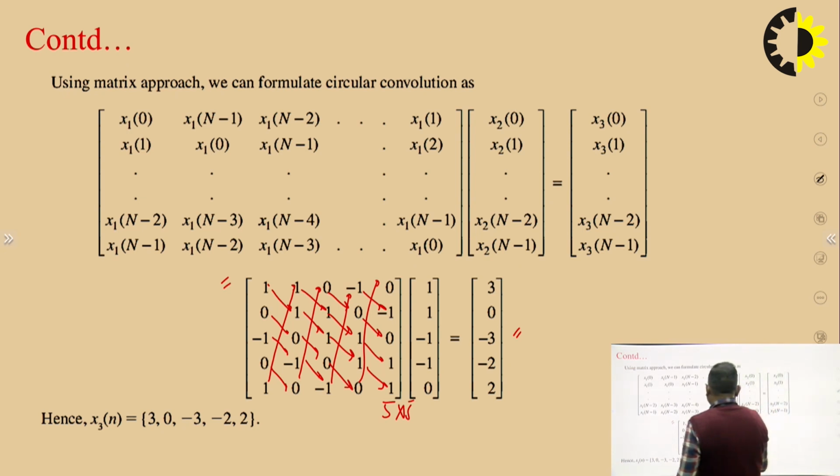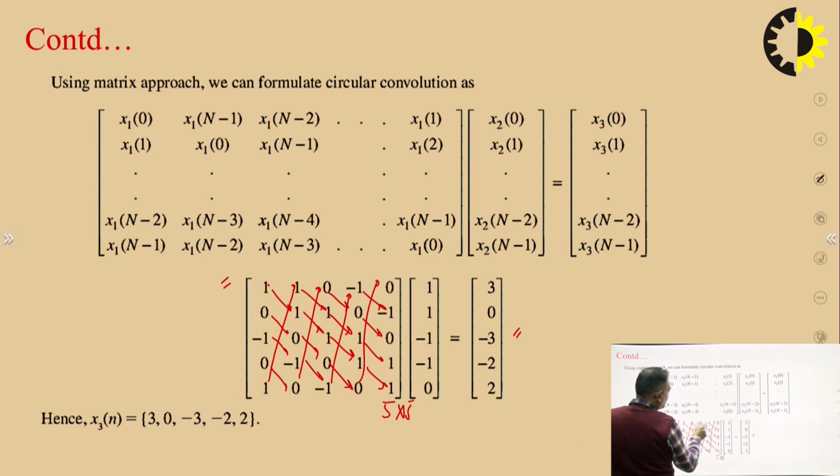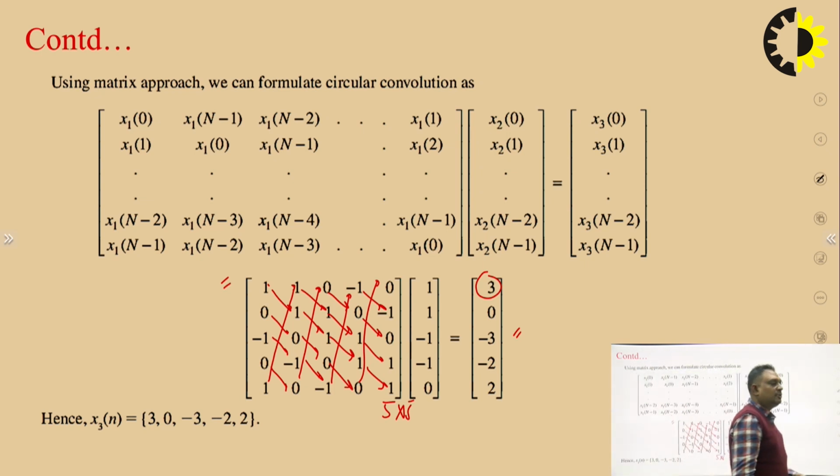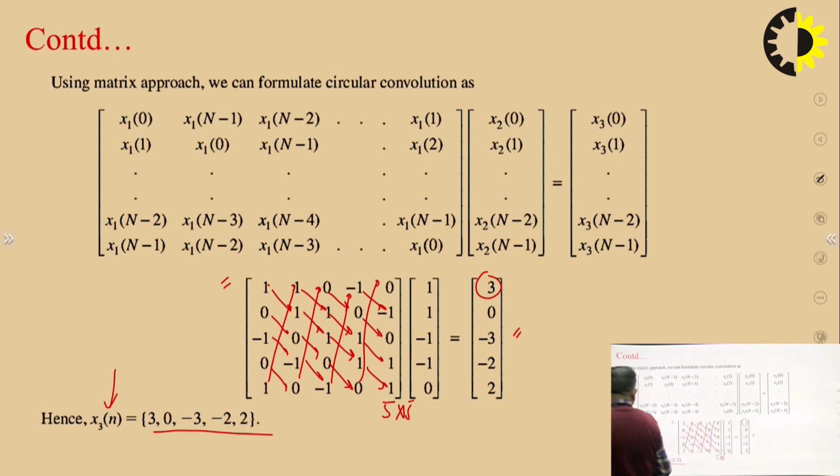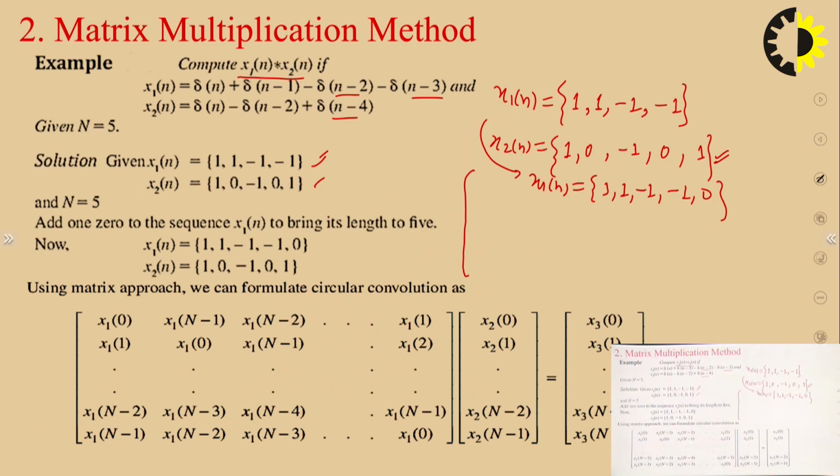So you can see here 1 cross 1 is 1, plus 1 cross 1 is 1, and then minus 1 cross minus 1 is again 1. So this value is 3. Similarly, we can calculate all the values. This method is very appropriate if you just want to find the circularly convolved sequence value, and you can easily find it using this method. So this is the final answer, and here x3n is the circularly convolved sequence. So this is about the matrix multiplication method of finding the circular convolution.